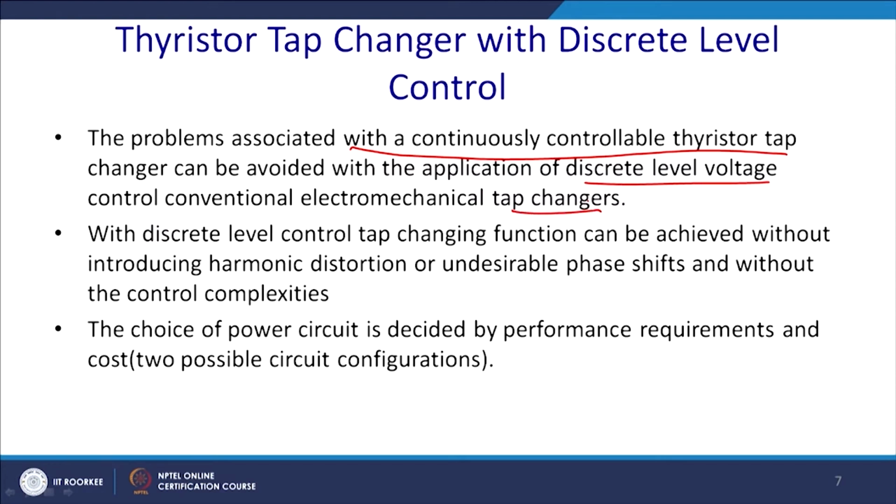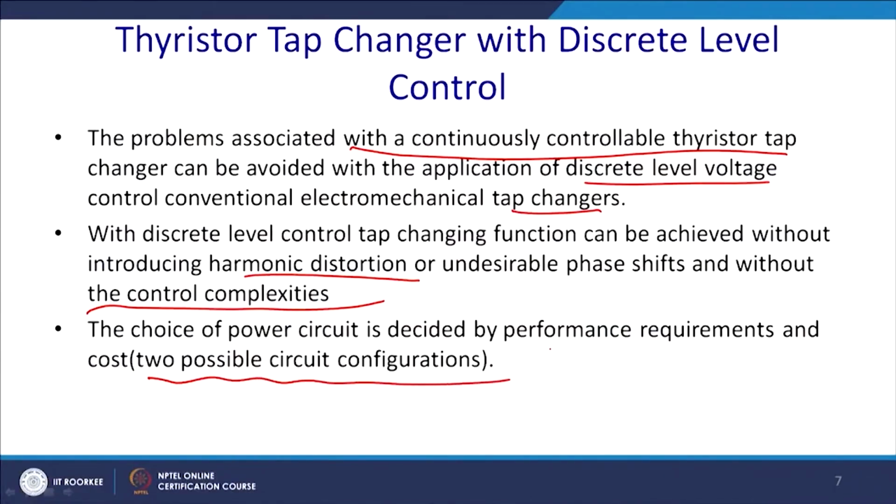With discrete level control, the tap changing function can be achieved without introducing harmonic distortion or undesirable phase shift, or any control complexity. So, it is just a mechanical tap changer. It was previously connected to n number of turns, thereafter it will be n1 number of turns, where n1 is greater than n. The choice of the power circuit is decided by performance requirement and the cost. Two possible circuit configurations can be observed here.